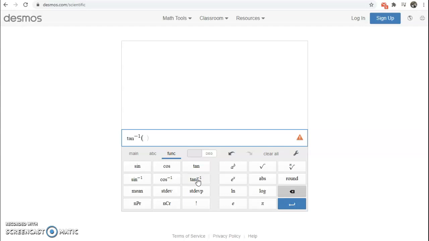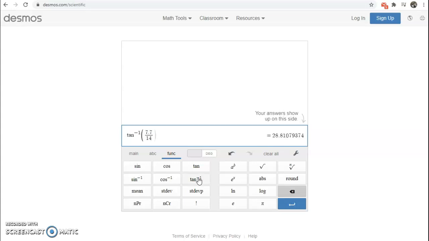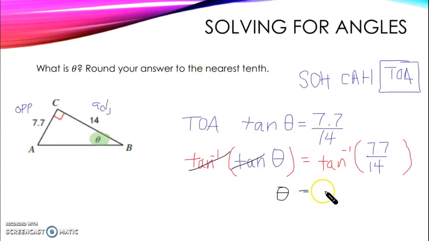And so on your keyboard, you can type 7.7 over 14, and that's going to give us the degrees of that angle there, 28.81, etc. We're going to go ahead and round that to the nearest tenth, 28.8 degrees, and you can always check your answer by looking at the diagram and seeing if that makes sense, and that seems like a reasonable answer for theta.